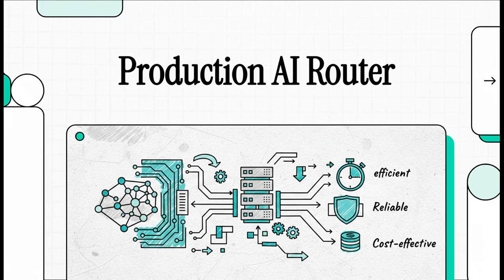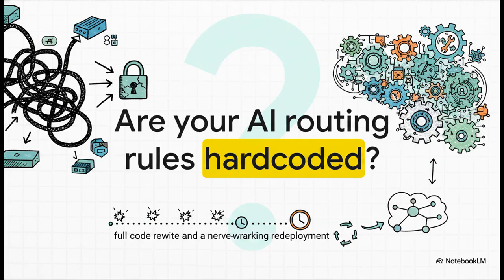We are moving away from those high-level conceptual AI designs and getting right down into the absolute nuts and bolts. We're going to talk about building a real production-ready AI routing layer. So, if you've been wondering how to actually operationalize your AI models so they run efficiently, reliably, and without breaking the bank, well, you are in exactly the right place. Let's get to it. Okay, let's dive into this.